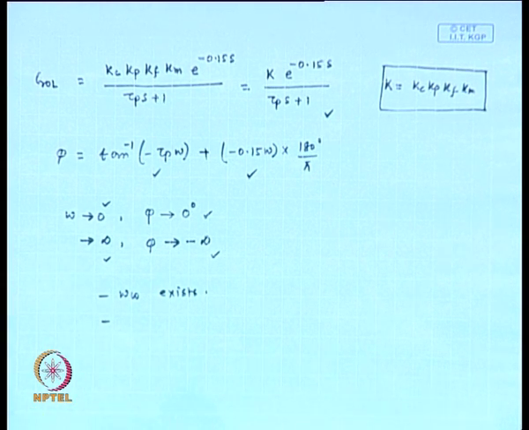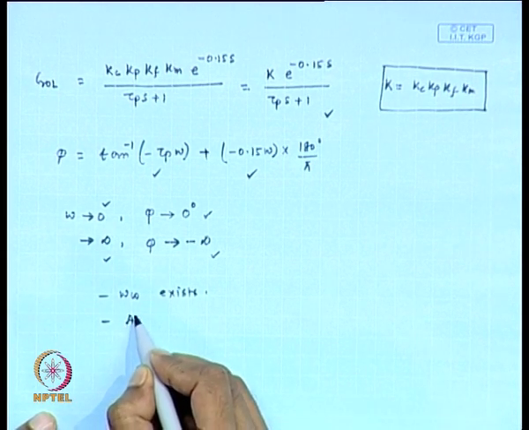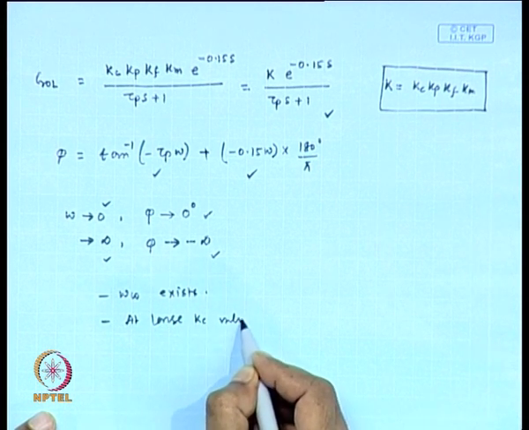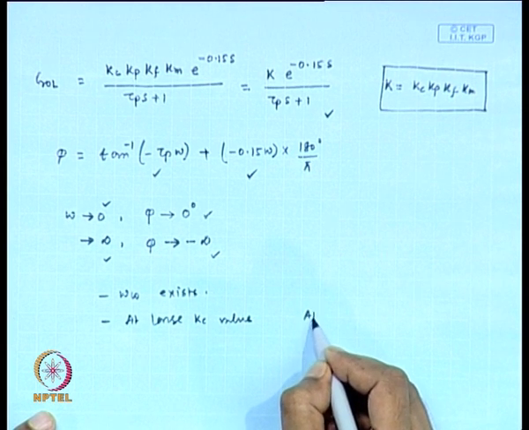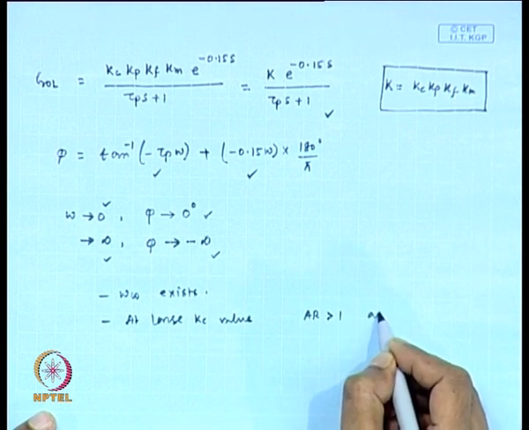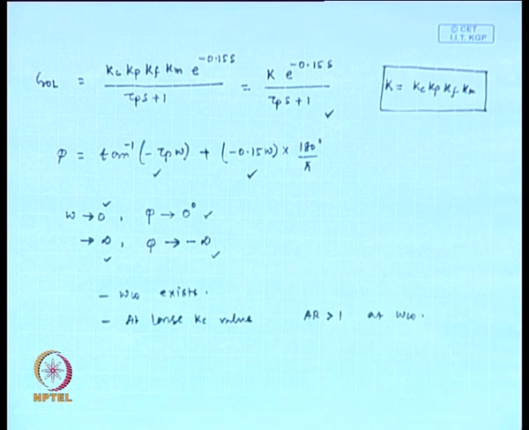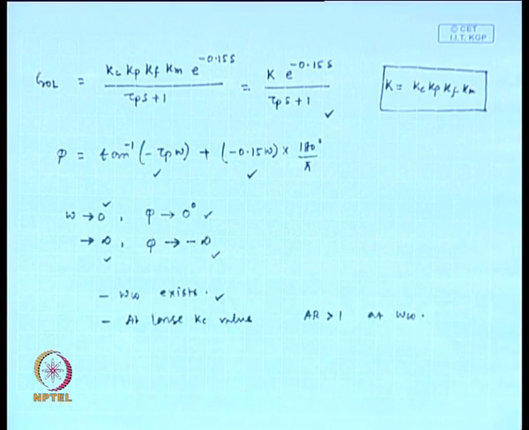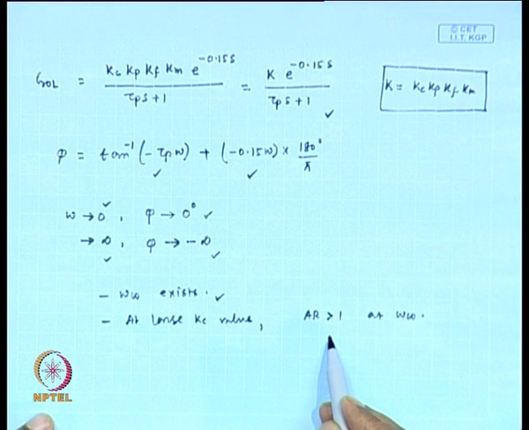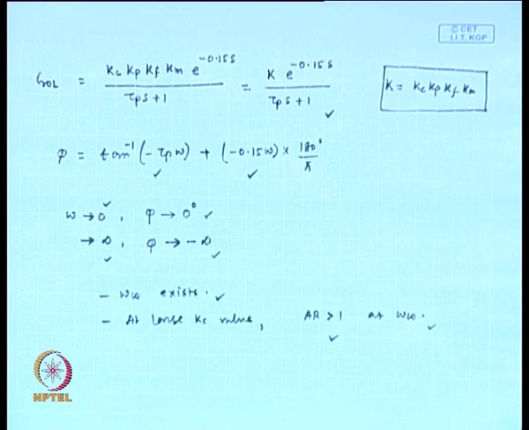Now, at large value of Kc, the amplitude ratio may become greater than 1 at crossover frequency. It clearly indicates there is an instability problem. So, the first point is that the crossover frequency exists, and at large Kc value the amplitude ratio may become greater than 1 at crossover frequency. That means there is some instability problem.